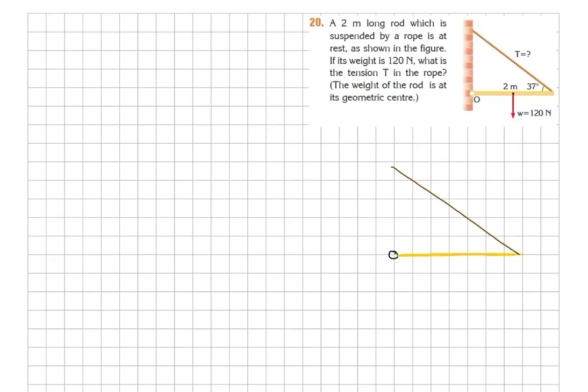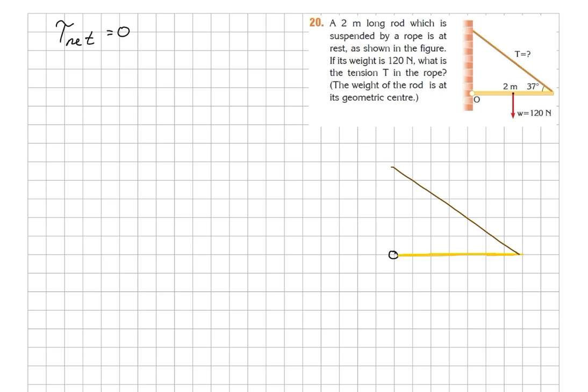Question 20. A 2-meter long rod is suspended by a rope and is at rest as shown in the figure. If the weight is 120 newtons, what is the tension T in the rope? We need to find the value of the tension here. For it, we need to apply the second condition of equilibrium, which is that net torque is equal to 0. In this question it is 0 because the system is in equilibrium, it's not moving, it's not accelerating.